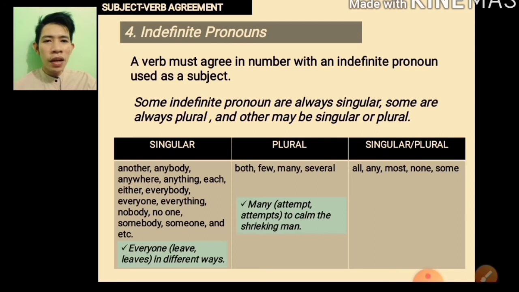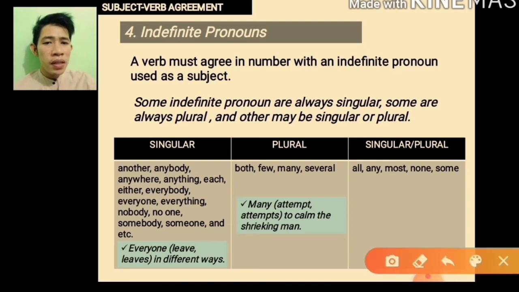So in singular, we have another, anybody, anywhere, anything, each, either, everybody, everyone, everything, and so on and so forth. So in this case, if the subject begins with another, anybody, the verb that we'll be using is singular. Okay? Because they are always singular in form. Halimbawa, everyone lives in different ways. So the subject here is everyone.